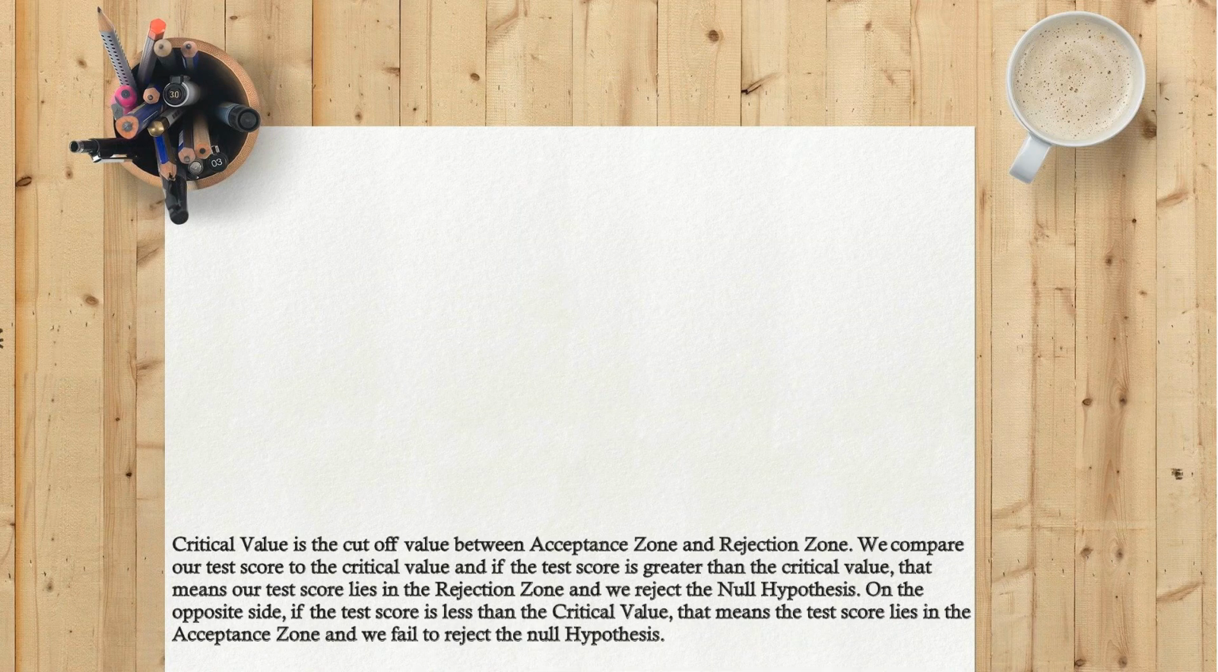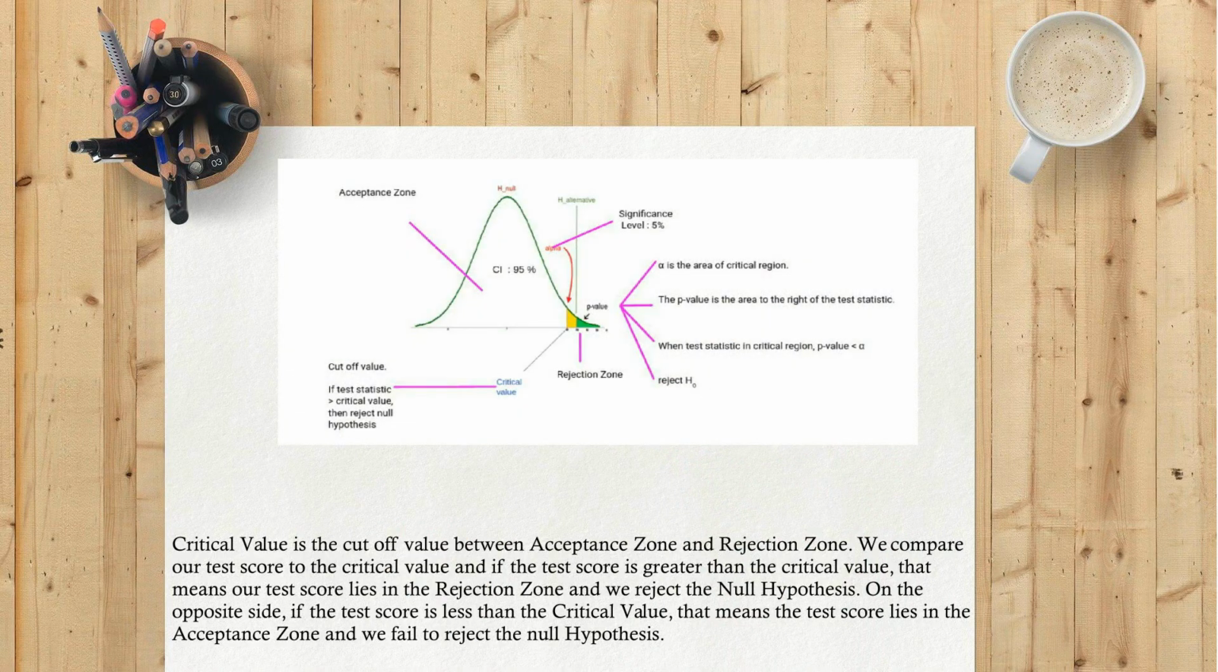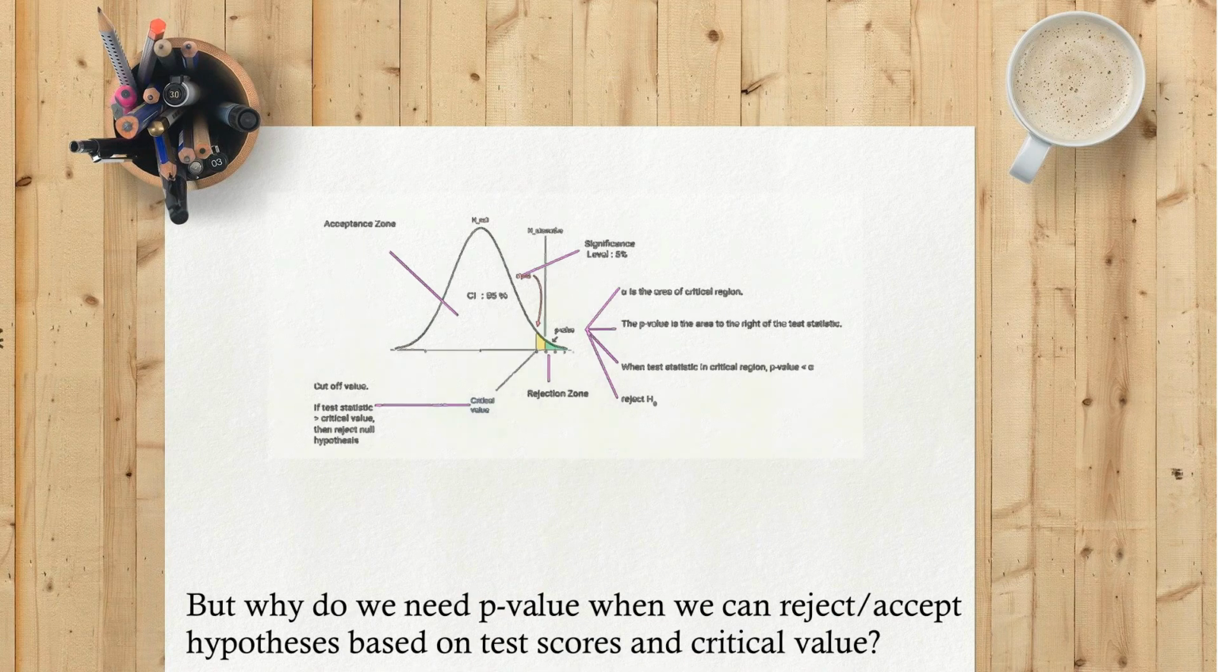Critical value is the cutoff value between acceptance zone and rejection zone. We compare our test score to the critical value, and if the test score is greater than the critical value, that means our test score lies in the rejection zone, and we reject the null hypothesis. On the opposite side, if the test score is less than the critical value, that means the test score lies in the acceptance zone, and we fail to reject the null hypothesis. But why do we need p-value, when we can reject or accept hypotheses based on test scores and critical value?